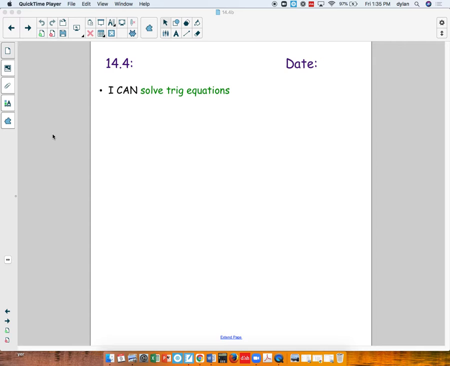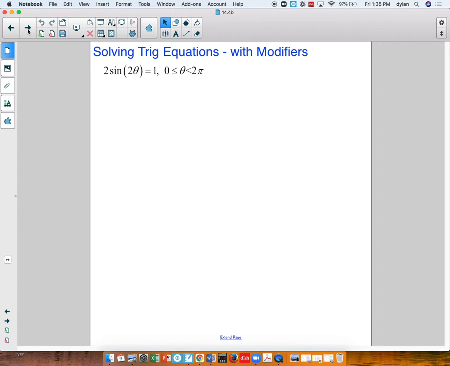In this lesson, we're going to be looking at solving more trigonometric equations. Specifically, we're going to look at some examples with modifiers on theta, so for example, 2 theta or 3 theta or something like that, and how you handle that type of trig equation. So make sure that you have a note sheet out with the section, the date, and the I can statement. And then resume the video as soon as you are ready.